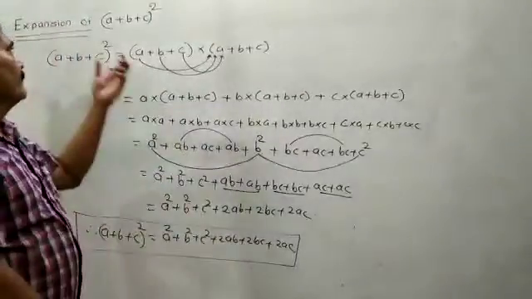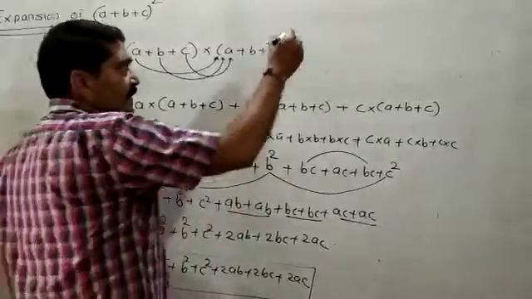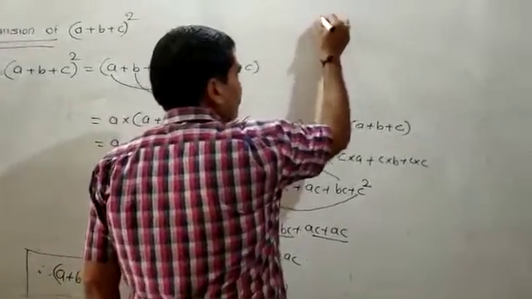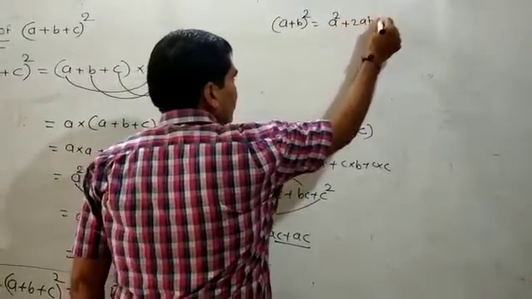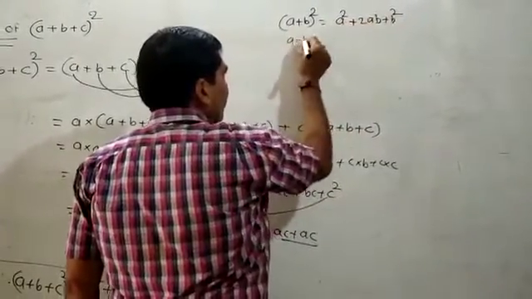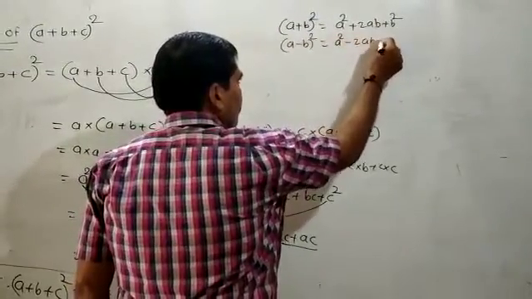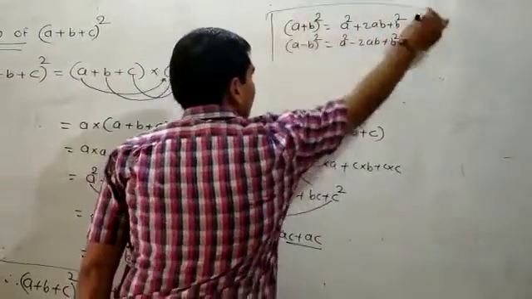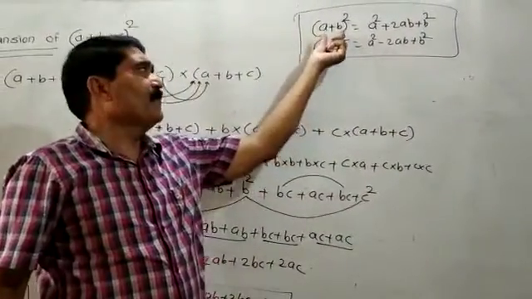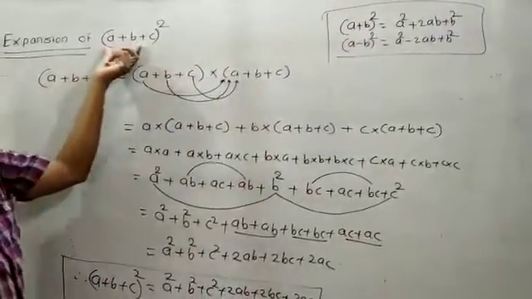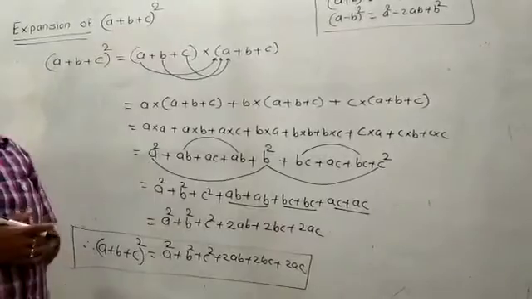New identity: expansion of (a plus b plus c) whole square. Before that we saw (a plus b) whole square is equal to a square plus 2ab plus b square, and (a minus b) whole square is equal to a square minus 2ab plus b square. But if another term comes in between, like a plus b plus c, at that time how you have to expand this, that you have to see.